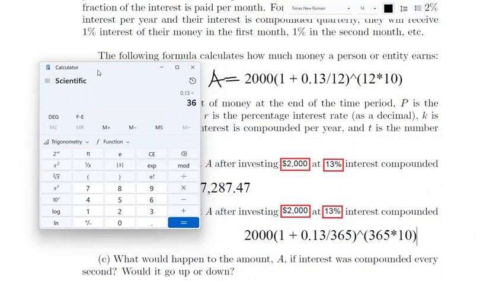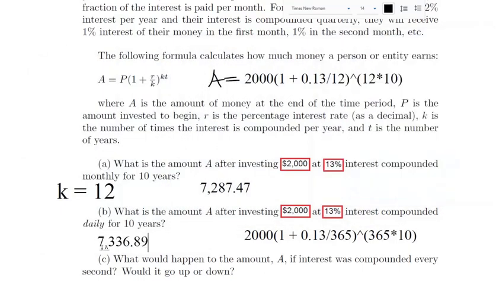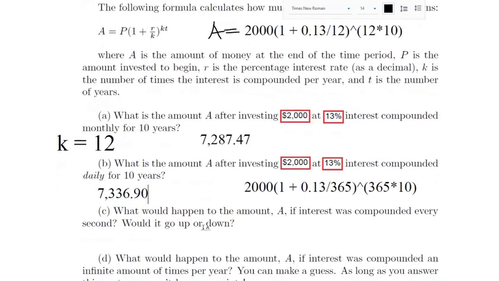13 divided by 365 plus 1. And that's a power of 3650, then times 2,000. And so even though we've started with the same amount, we have the same interest, because we're compounding more times per year, there's more time to put interest back into our total amount of money. And so we accumulate a little bit more money in part B.